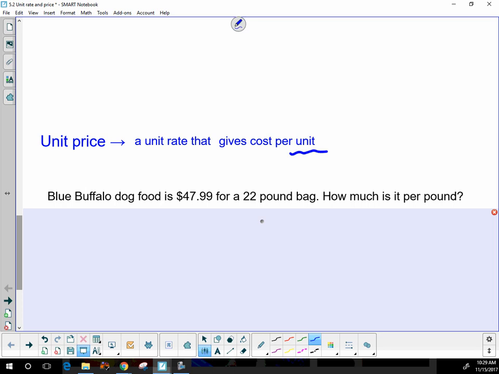So let's take a look at this. Blue Buffalo dog food is $47.99 for a 22-pound bag. How much is it for each 1 pound of dog food? Why don't you pause the video here, set up your ratio, and solve the problem.